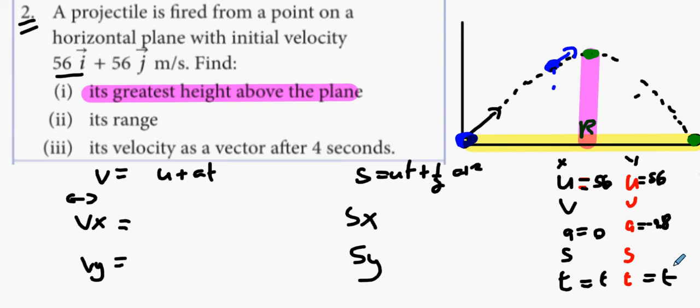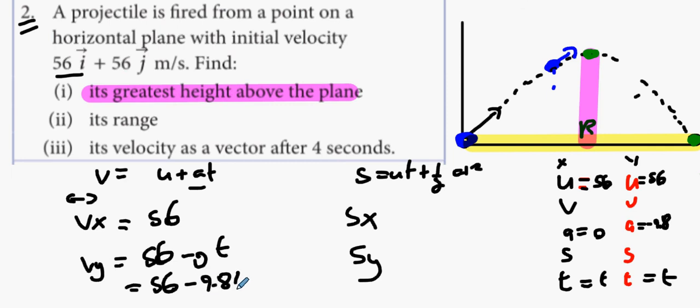Okay, let's do U plus AT for X. So what do we get? 56 plus 0 times T. So was it really necessary to put in the 0 T? Not really. Just 56. The other one is going to be 56 minus GT, which is 56 minus, anybody? 9.8 T. Technically, it's a plus minus G times T, which will be minus GT. Good so far? Now, we're going to do UT plus a half AT squared for SX and SY.